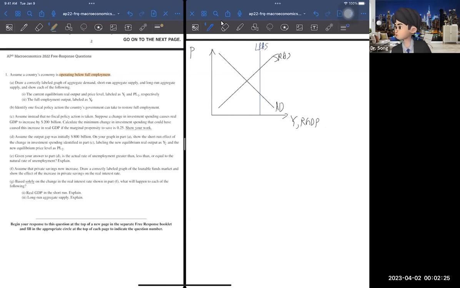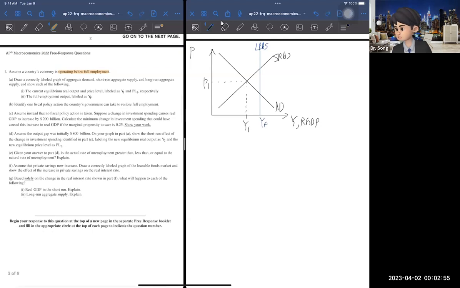So the current output is below the full employment output. The question says the current equilibrium real output and price level we denote here: this is Y1, and this is P1. Then the full employment output we label YF, and here is YF. We call it the potential GDP. That's the first question. It's straightforward.